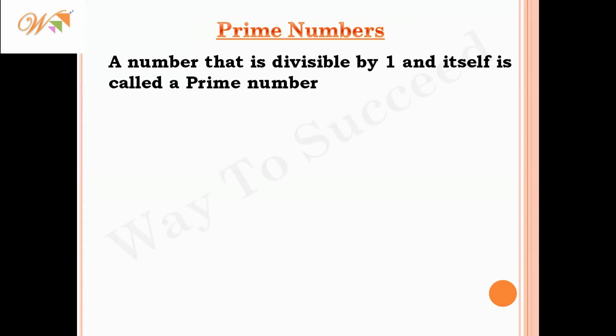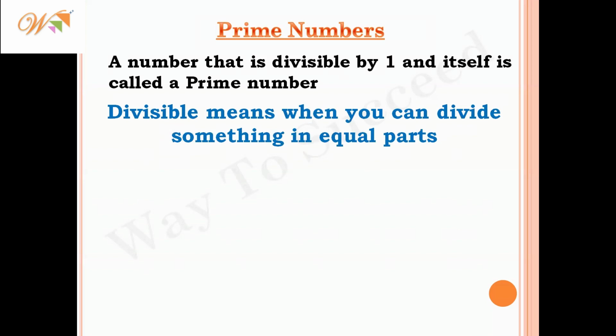Now let's look at the next topic, which is prime numbers. What are prime numbers? So prime numbers are the numbers that are divisible by 1 and itself. Only 1 and itself. They are not divisible by any other number. Neither with 2, 3, 4, 6. Not at all. Not with any other number. So they are only divisible by 1 or itself.